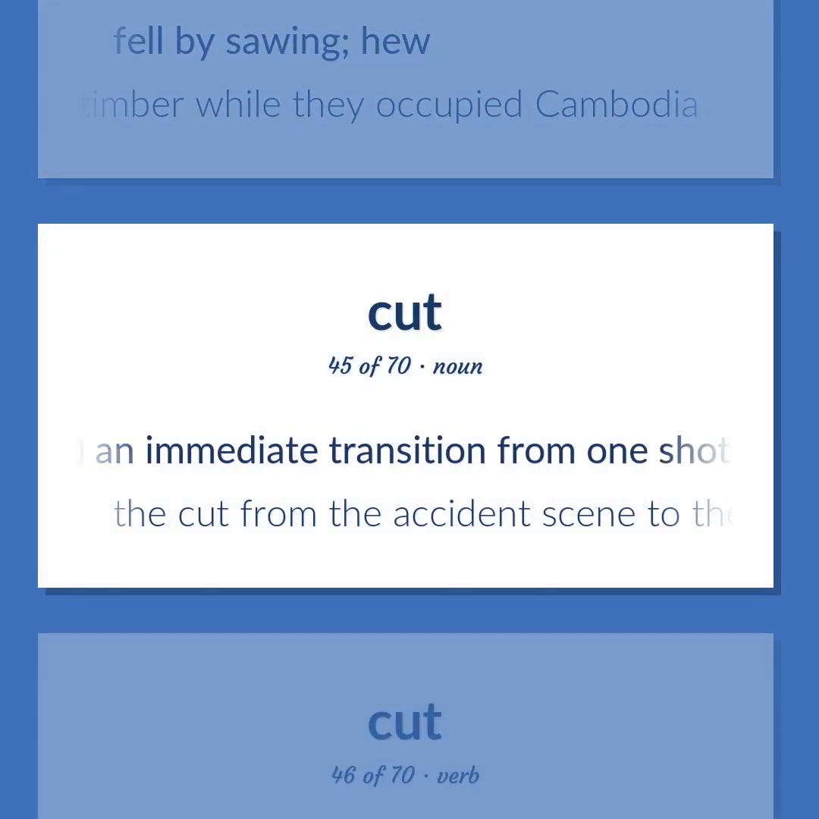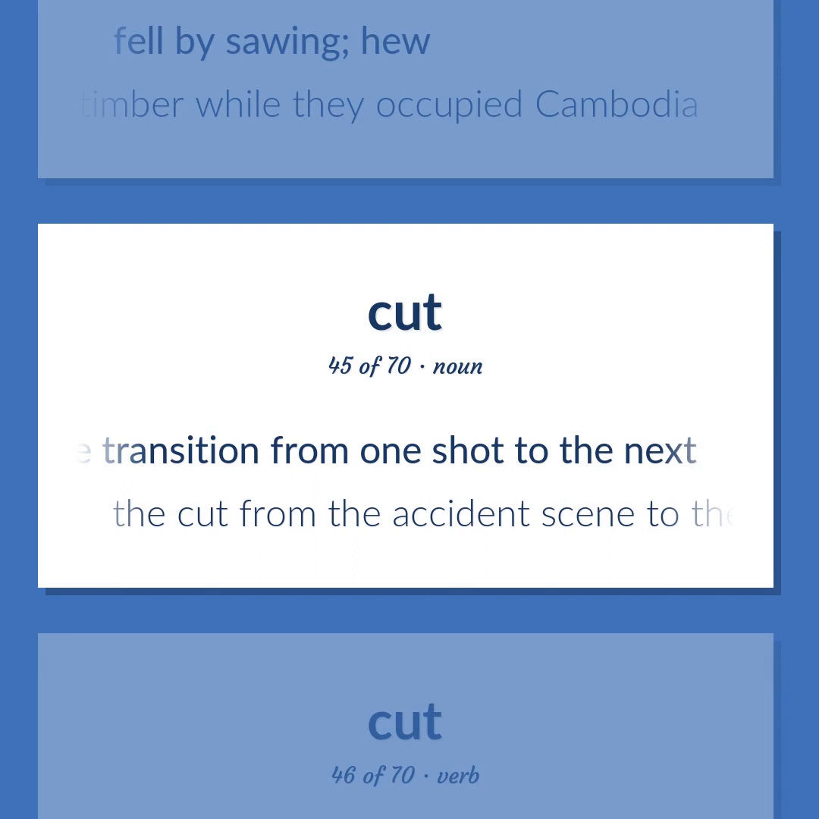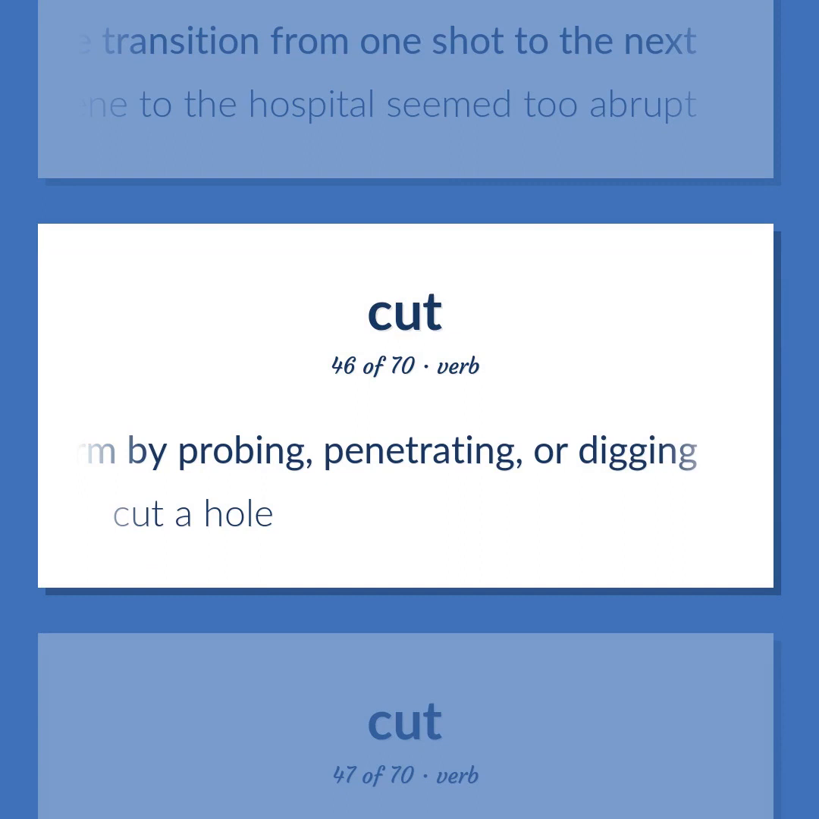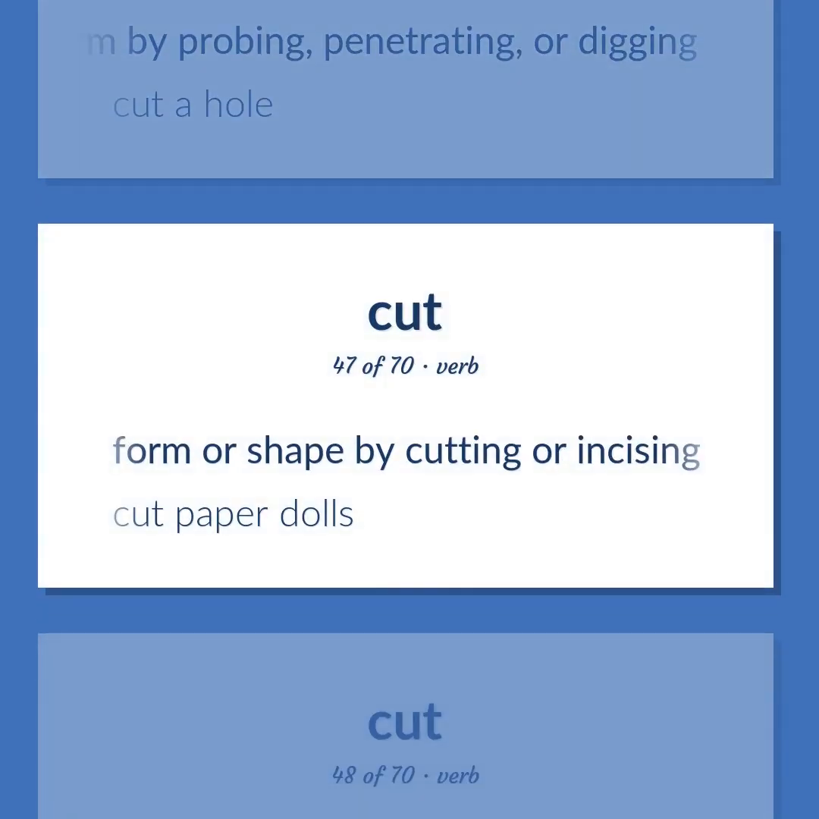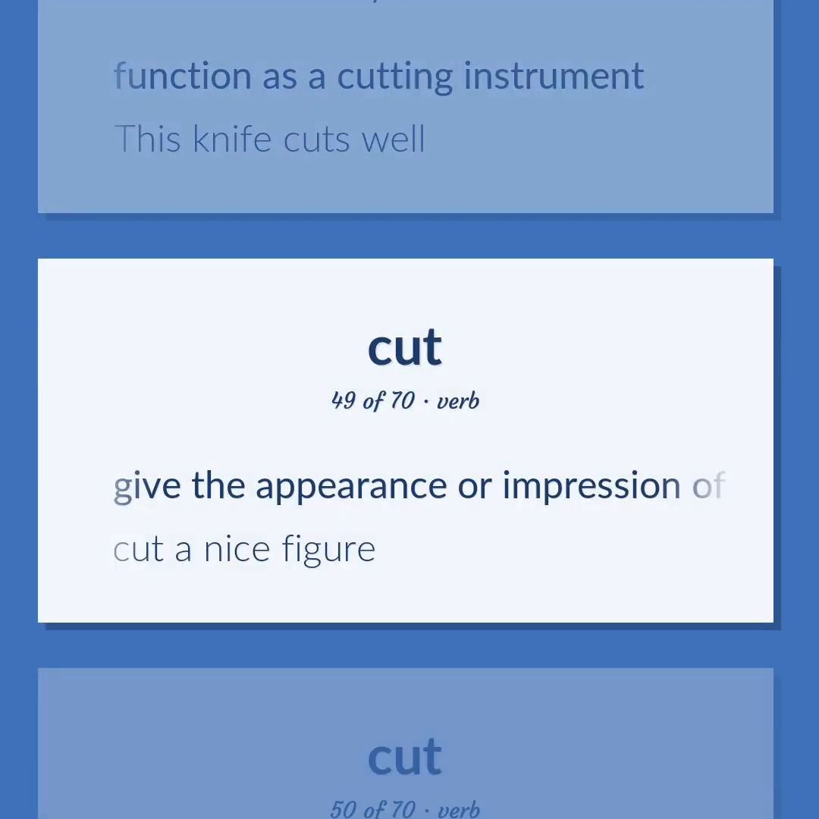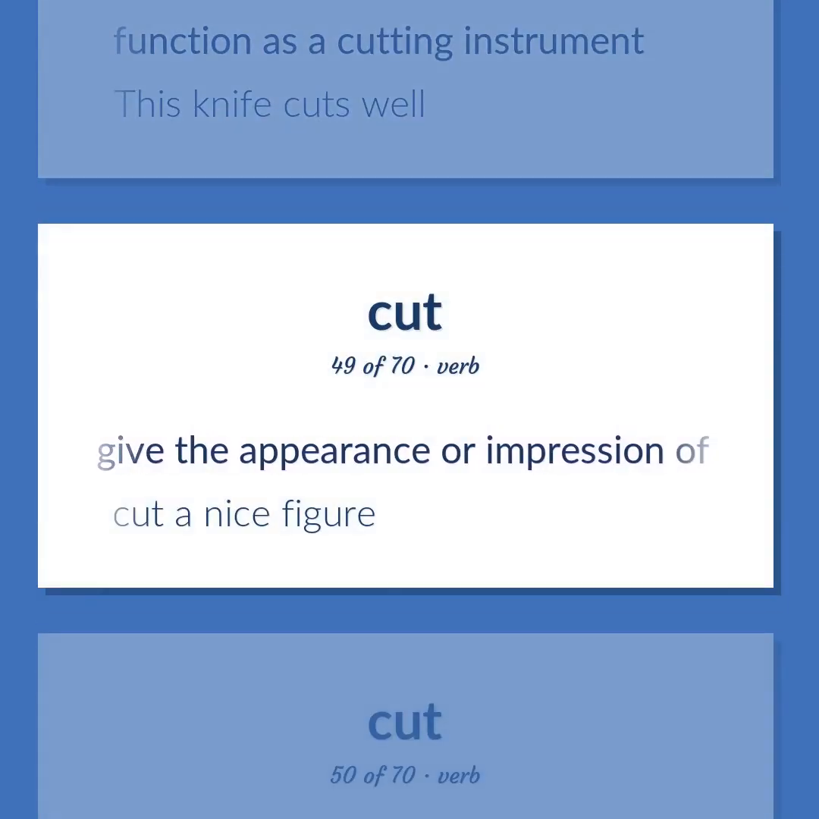Film. An immediate transition from one shot to the next. The cut from the accident scene to the hospital seemed too abrupt. Form by probing, penetrating, or digging. Cut a hole. Form or shape by cutting or incising. Cut paper dolls. Function as a cutting instrument. This knife cuts well. Give the appearance or impression of. Cut a nice figure.